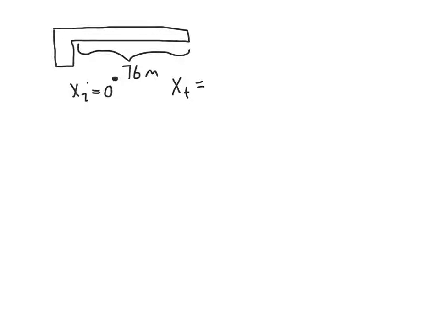Problem number 3. We have a Nerf gun. The Nerf gun's barrel is 0.76 meters long, which means our initial position is equal to, of course, 0, and our final position of the bullet as it travels down the barrel is 0.76 meters. Now again, this number here, that is delta x change.